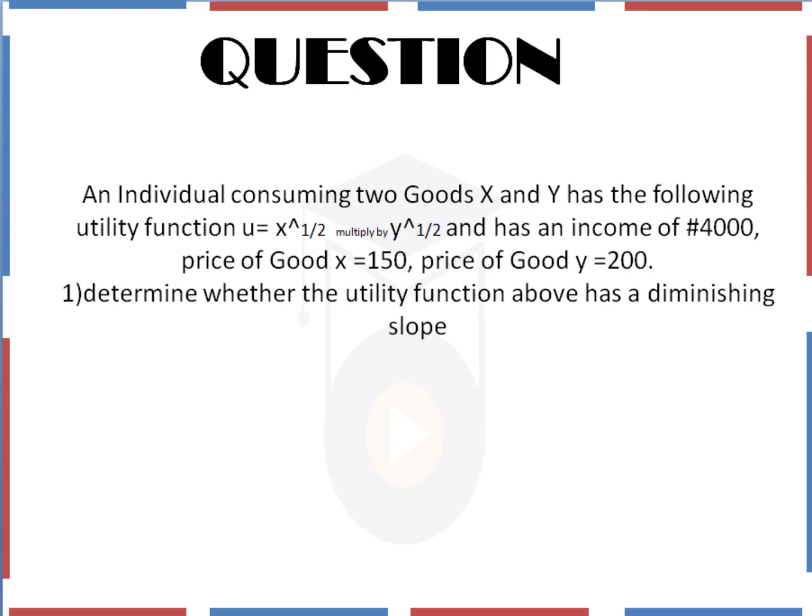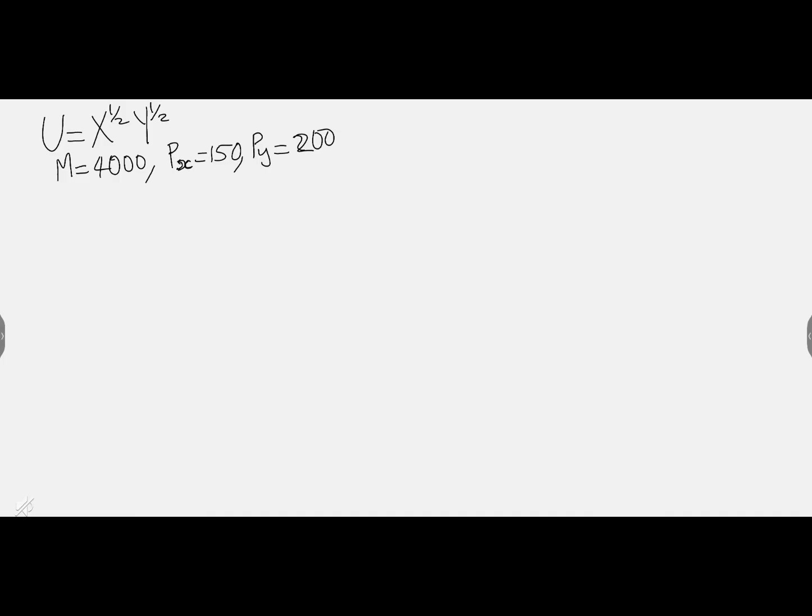So the first thing we'll do is to find the marginal rate of substitution. Then to find whether it has a diminishing slope, we'll differentiate that marginal rate of substitution with respect to X again. So to find the marginal rate of substitution, when I was explaining that one, I said I was going to give a simpler step instead of introducing the Lagrangian function.